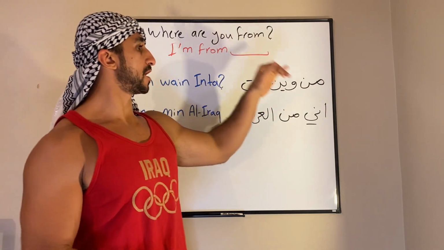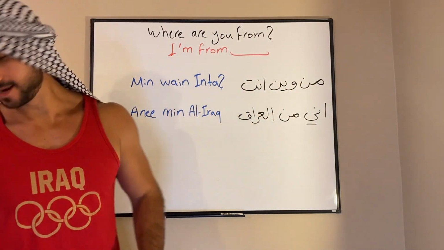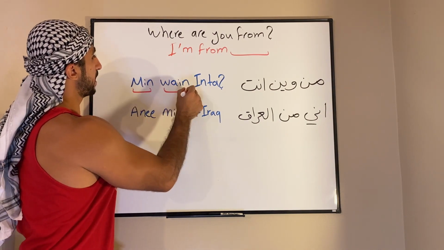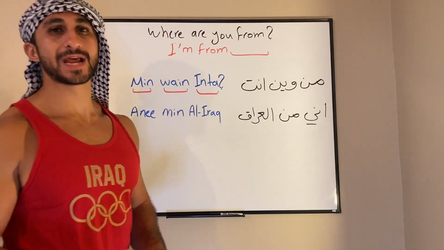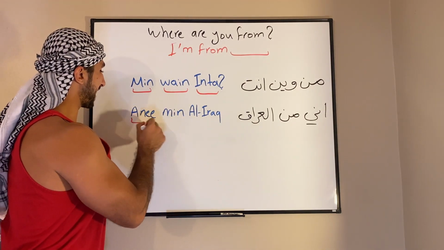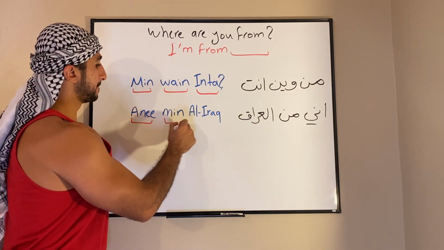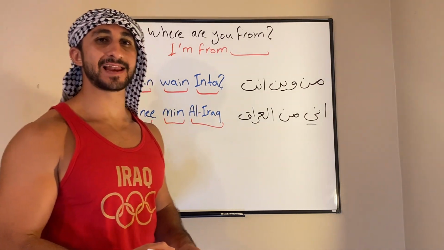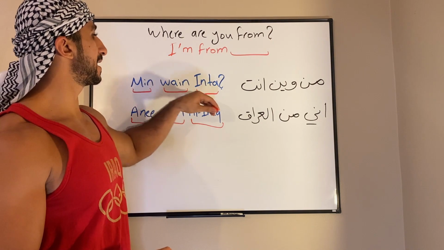So how would you say, where are you from? You would say min wan. So here, min wan enta. Min wan enta. And to answer that, you would say ani min al-Iraq. Ani min al-Iraq. So here, min wan enta.